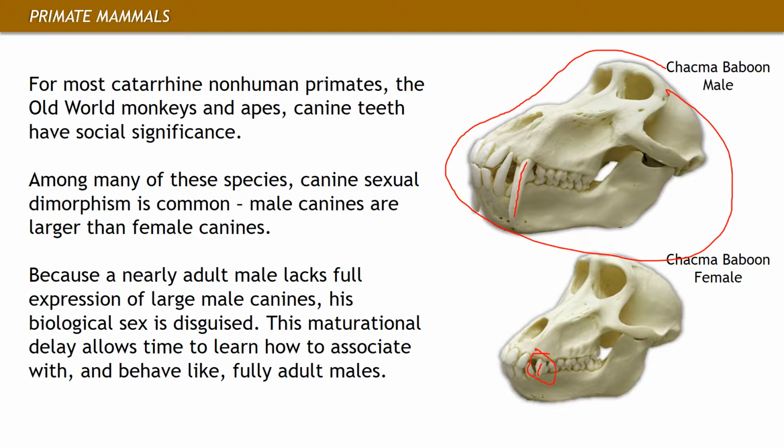This maturational delay allows time to learn how to associate with and behave like fully adult males. So the fully adult males will not attack him because they don't see a male canine. They think he's a female. And this gives these young adult males time to form alliances and learn how to play well with the other male baboons.